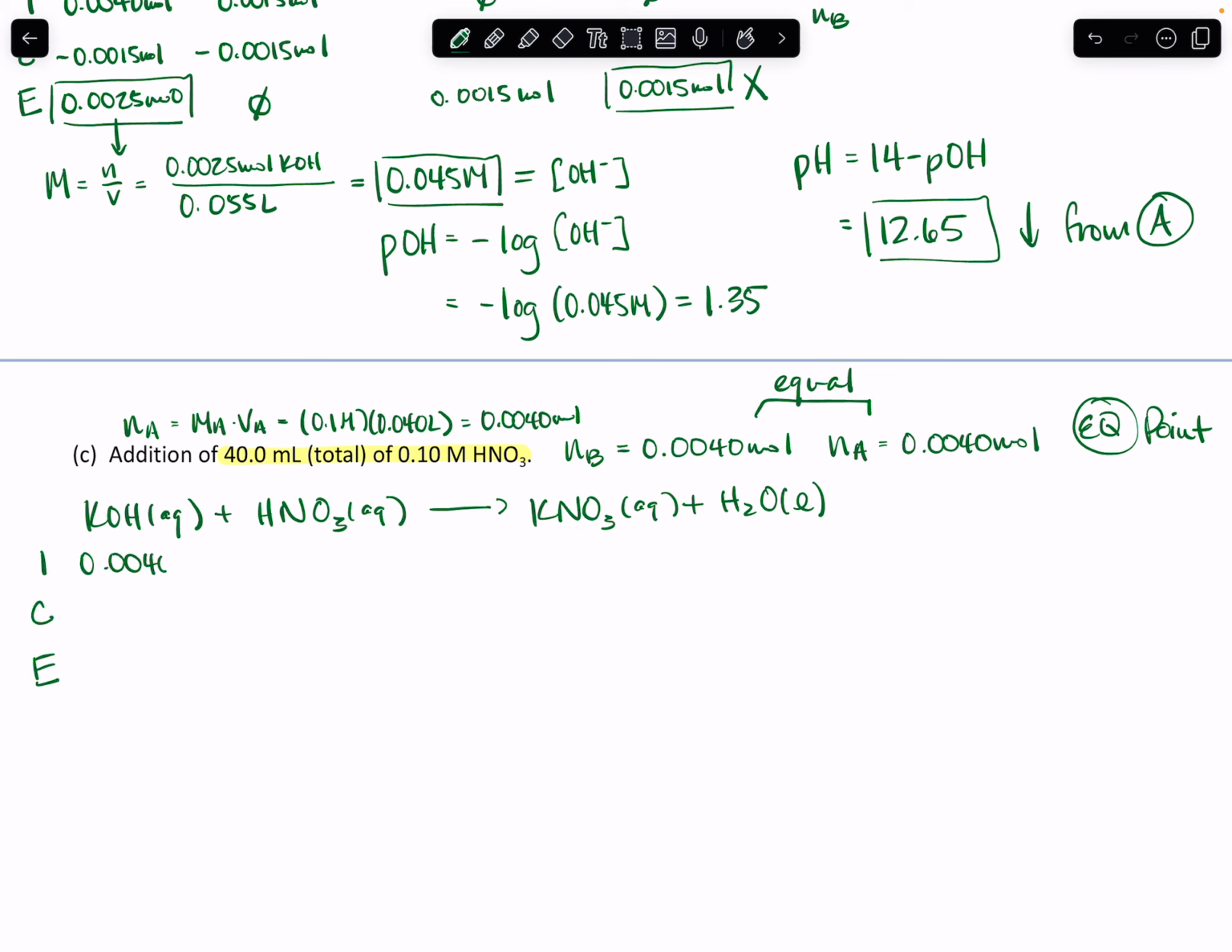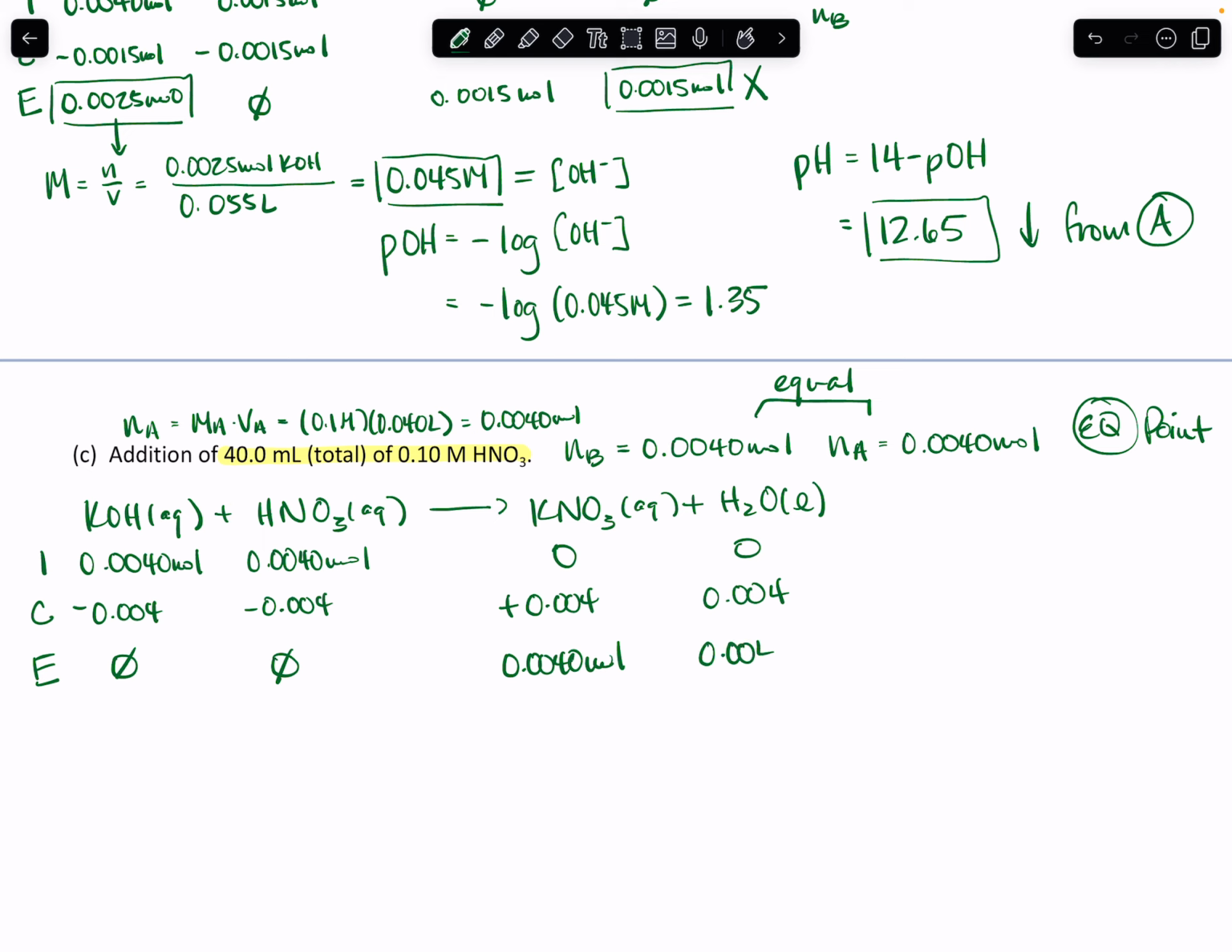We set up our ice chart. Initially, I have 0.004 moles of base, 0.004 moles of acid, no salt, no water. Now the change, they're both the same. So we subtract 0.004 from each, and then we add 0.004 to each. So we don't have any base left, we don't have any acid left, and we have 0.004 moles of KNO3 and 0.004 moles of water.